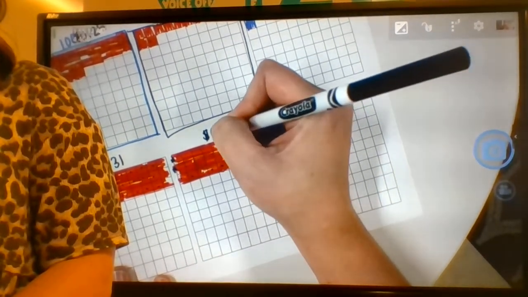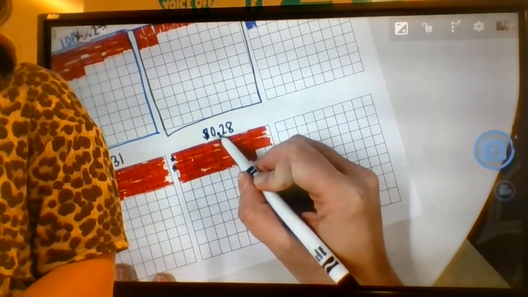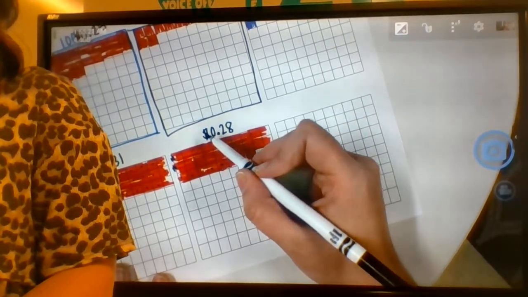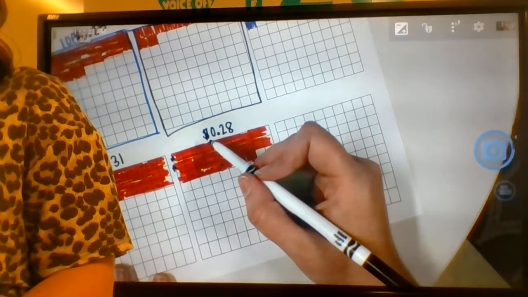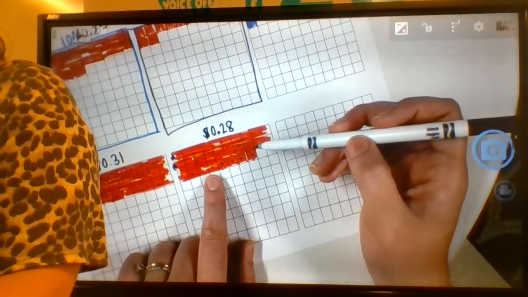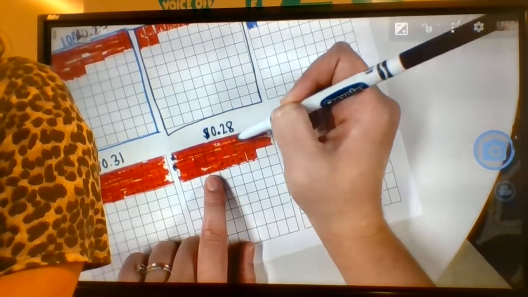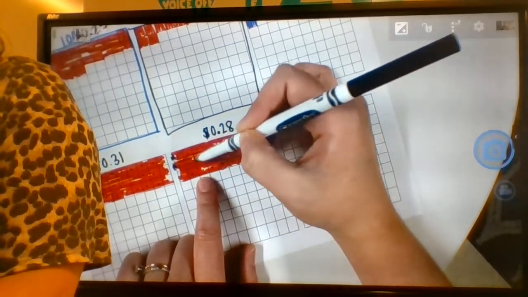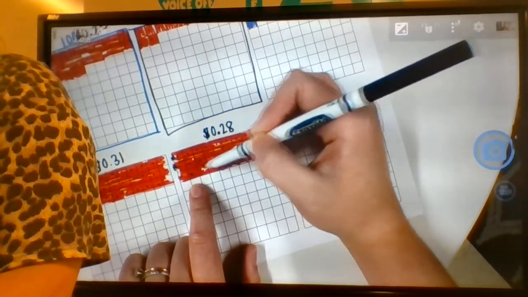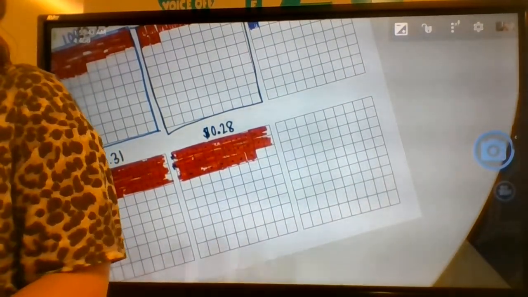28 cents. There's my decimal point, and it's 28 cents because we know if we get on this side, it's a whole dollar. We don't want to give anybody whole dollars if they only need 28 cents, right? Okay, so just to check myself on counting by tens, I'm going to count all the squares just in case. 1, 2, 3, 4, 5, 6, 7, 8, 9, 10, 11, 12, 13, 14, 15, 16, 17, 18, 19, 20, 21, 22, 23, 24, 25, 26, 27, 28. So I was right.